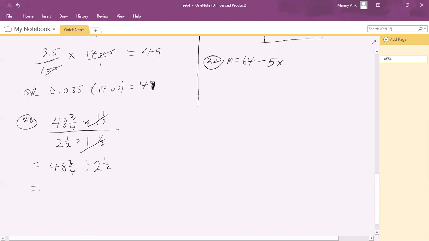So if you're dividing this, remember you have to change to a mixed number, right? First, change to multiplication, a mixed number, and then we're going to change this. So we have 48 times 4, and then plus 3, which will give us 195 divided by 4. Okay, so this times that plus 3 is that over the denominator 4, divided by this times that, that's plus 1, that's 5 over 2.